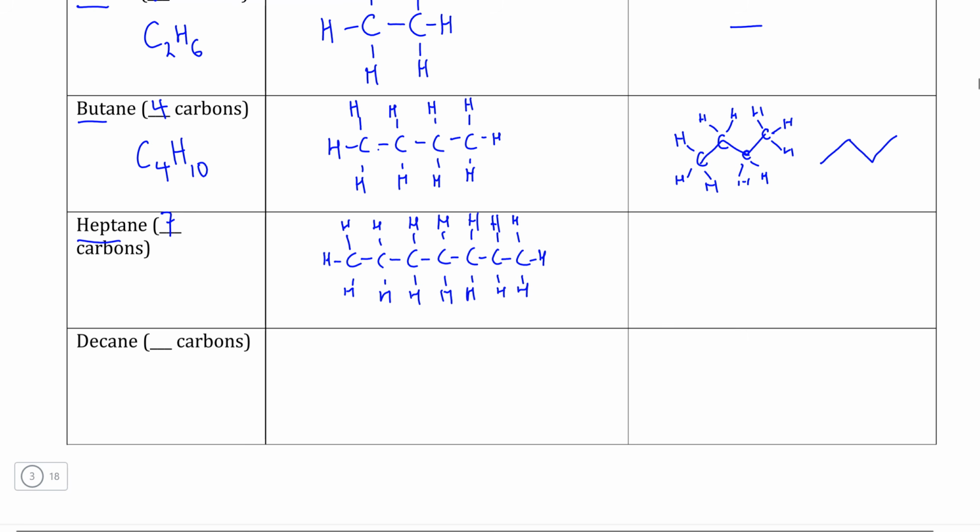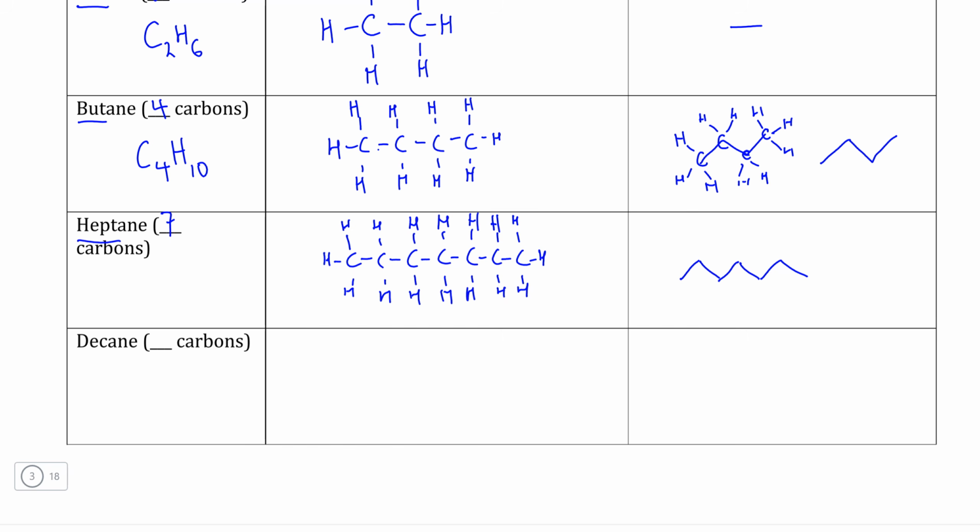But if we try drawing a line structure, 1, 2, 3, 4, 5, 6, 7. And just to count carbons, 1, 2, 3, 4, 5, 6, 7. Every time there is an end of the line or a bend in the line, that is a carbon, and all of the bonds that are not represented represent the bonds between carbon in the chain and hydrogen coming off of the side.